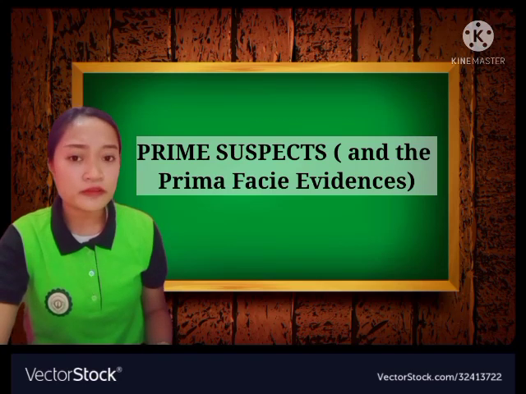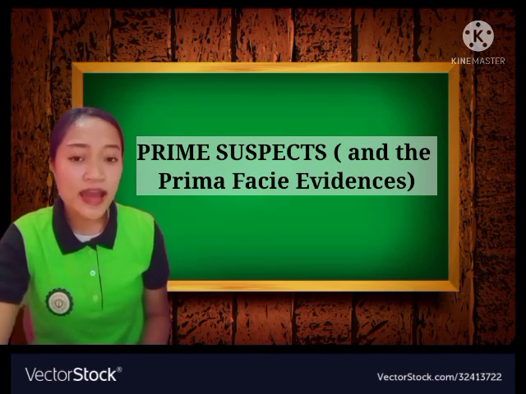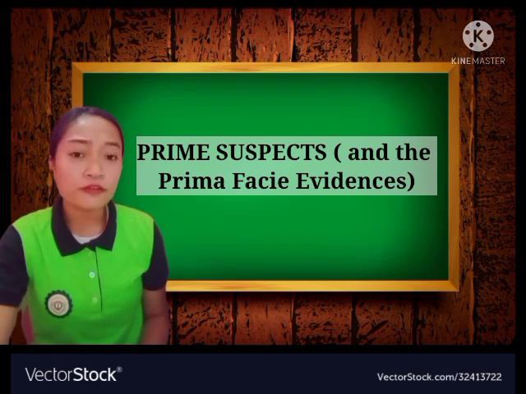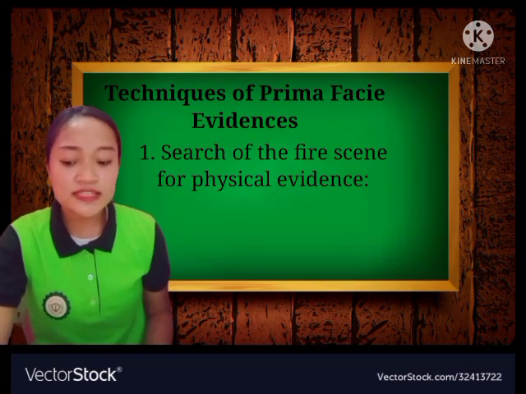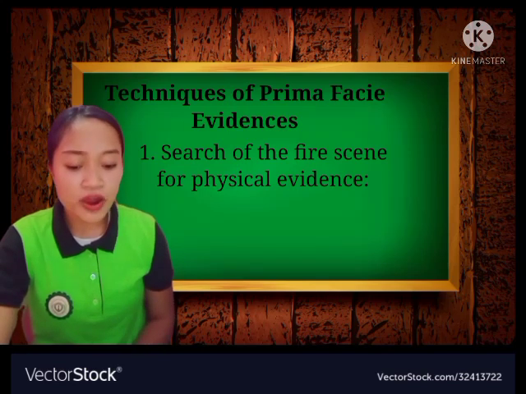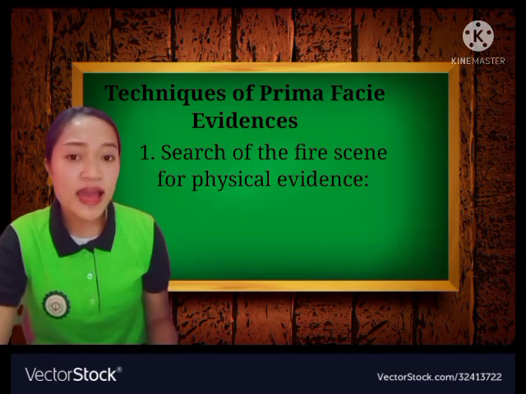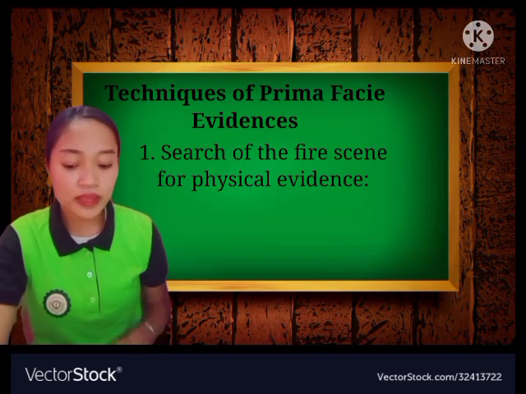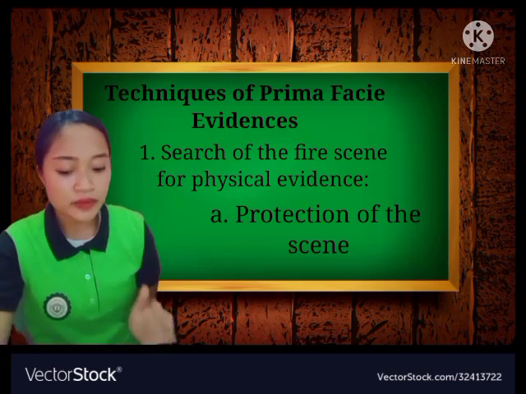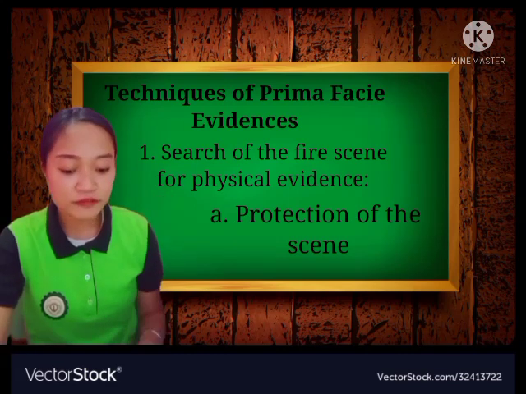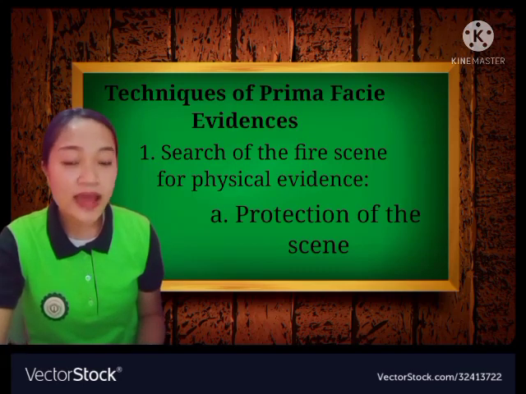The development of prime suspects involves identification results from the full development of leads, clues, and traces. The testimony, particularly eyewitnesses, and the development of expert testimony. And the following techniques may serve the investigation, such as number 1, search of the fire scene for physical evidence, and it consists of A. Protection of the scene. It must be protected to minimize the risk of contamination and loss of evidence.